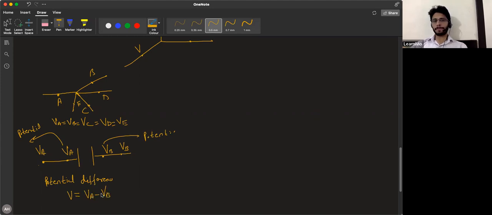Is it clear? Points A and B have potentials VA and VB, and the potential difference will be VA minus VB. That's the potential difference between points A and B.